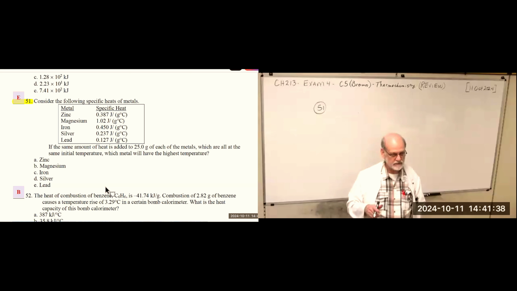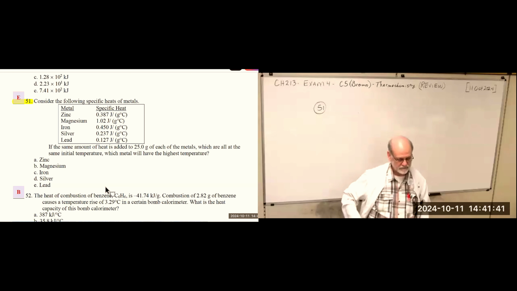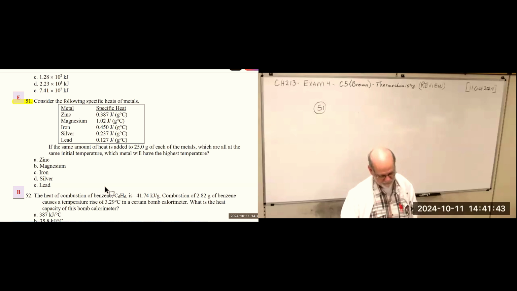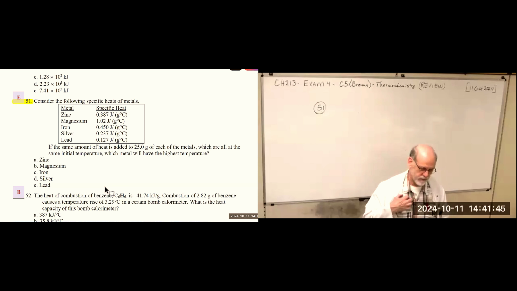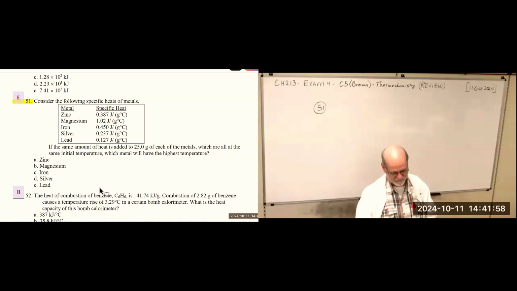Like 0.127 joules per gram degree C. Now you can do that with the formula if you want, but logically speaking, that's what specific heat means. How much heat does it take to raise 1 gram of substance 1 degree Celsius?